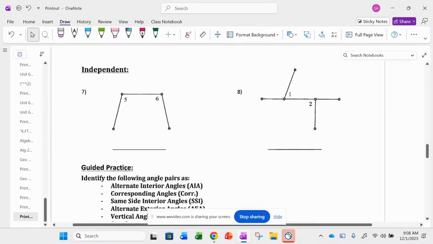All right, you guys do 7 and 8, and as soon as you're done, flip your computer over so I can check.